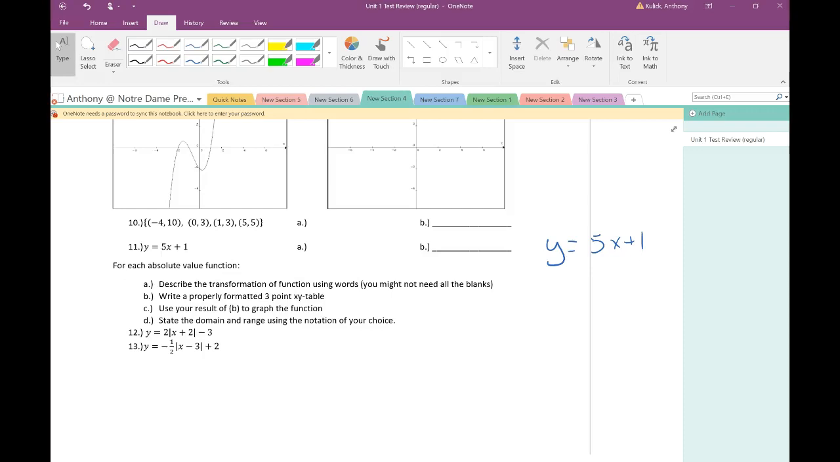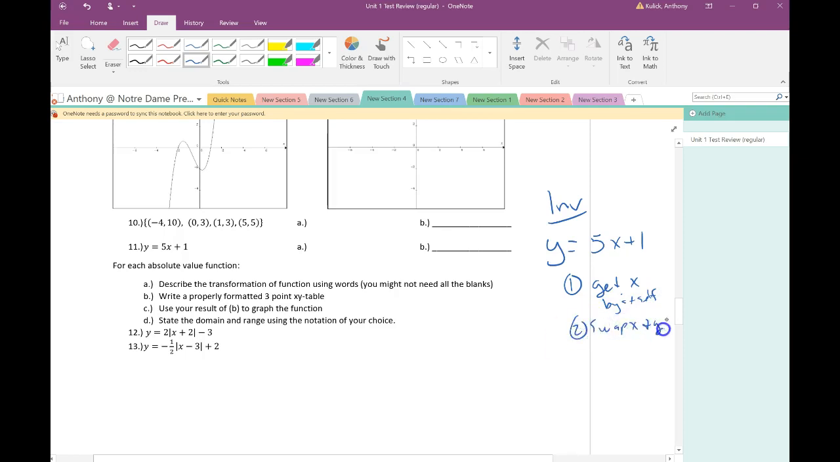Okay, so if I want to find the inverse for something like y equals 5x plus 1, this is really a two-step process. The first idea is to get x by itself, and then we swap the labels for x and y. So that's my plan.